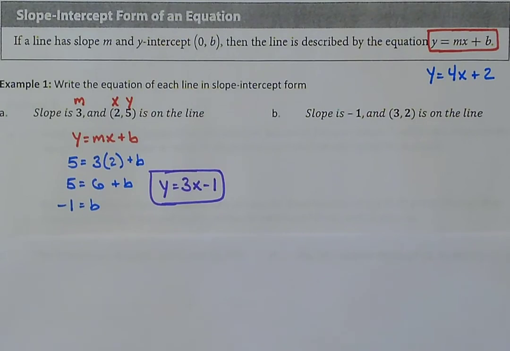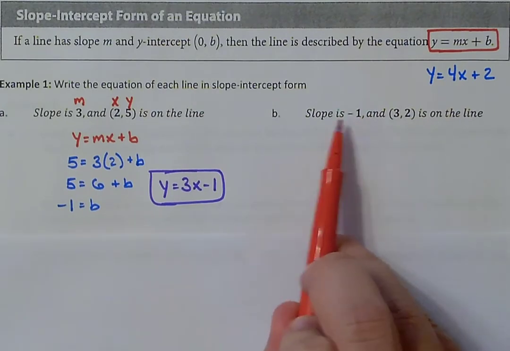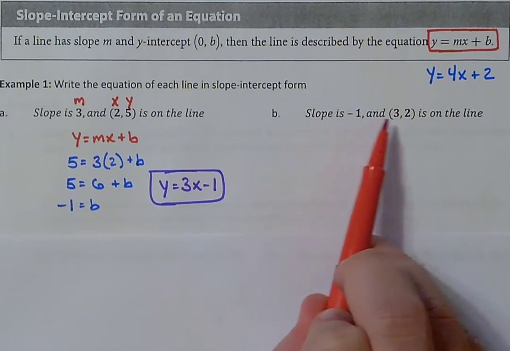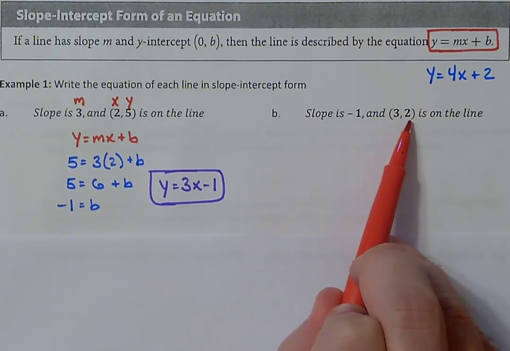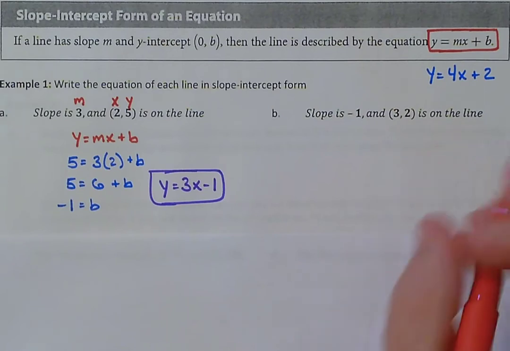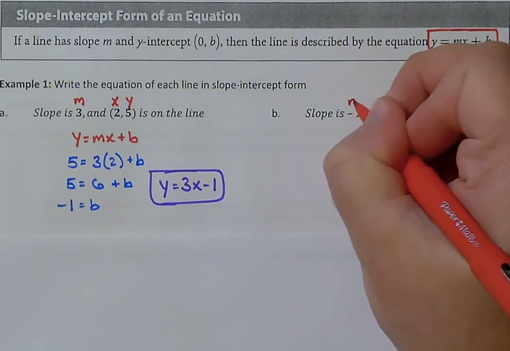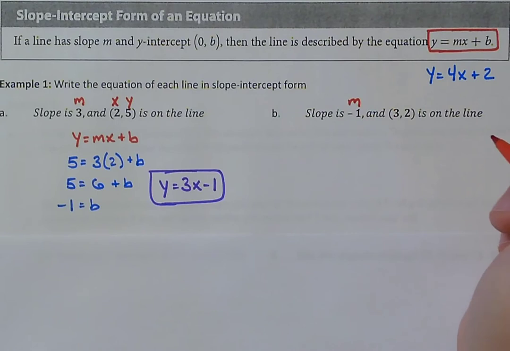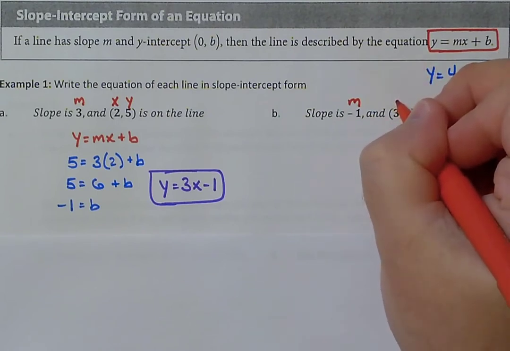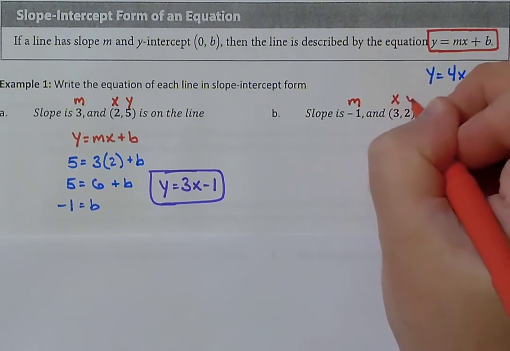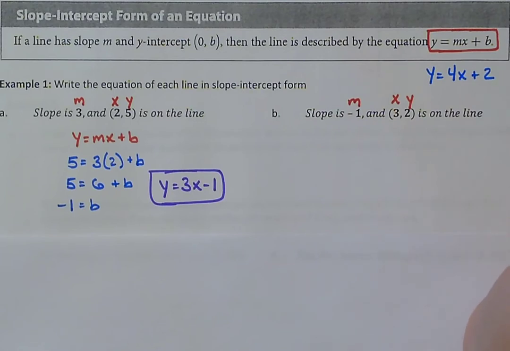If we take a look at b, we have our slope is -1, and the point 3, 2 is on the line. So again, they tell me my slope, my m value, and they tell me my first coordinate point, which is x and y. Now, they don't tell me what my b value is or what my y-intercept is, so we have to go through and figure out what b equals.